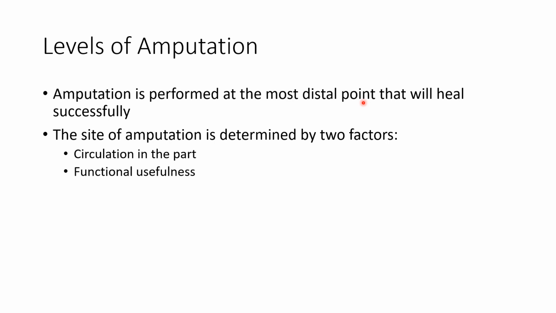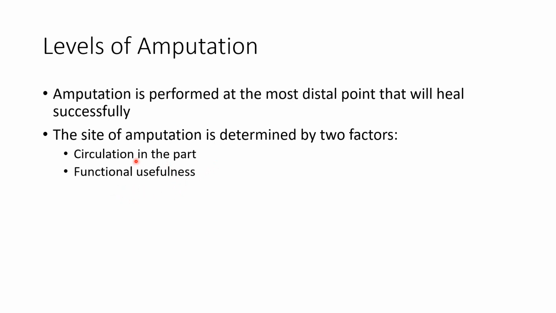We don't want to cut off any unnecessary body parts or amount of body tissue, right? We want to preserve as much of it as we can. That's why we're going for the distal point. And in order for us to do the amputation, we're looking at 2 factors: the circulation in the part as well as the functional usefulness.